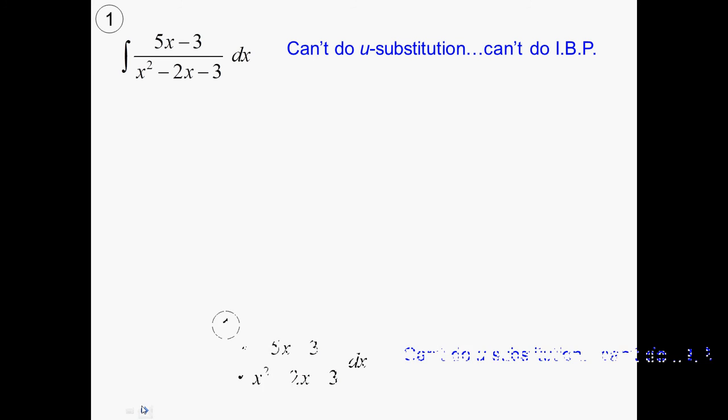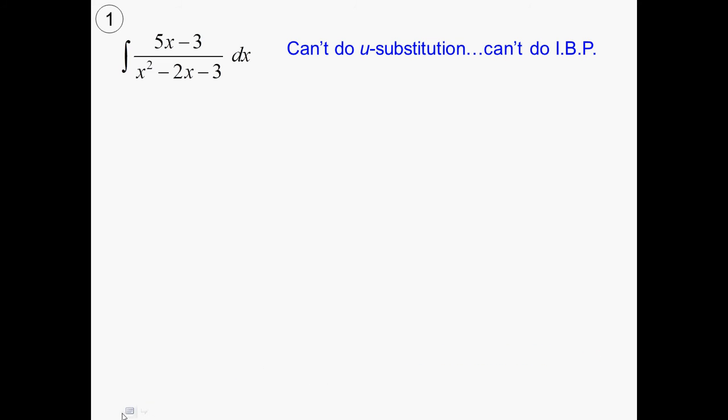It's not a product, right? I mean, I could turn it into a product to the -1. That's not helpful. That's integration by parts. U substitution's already in it. No, no. Cry.